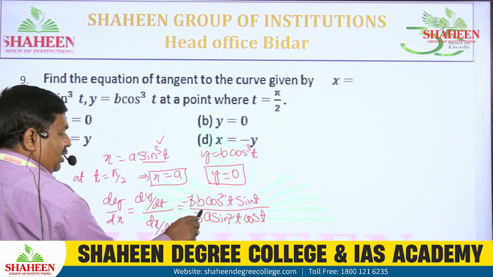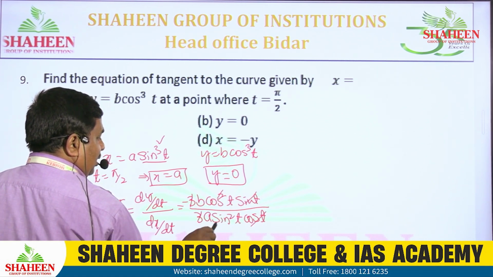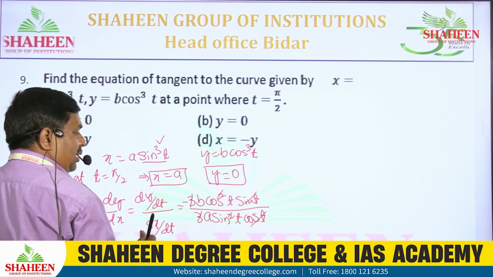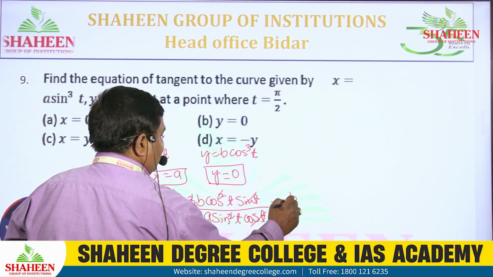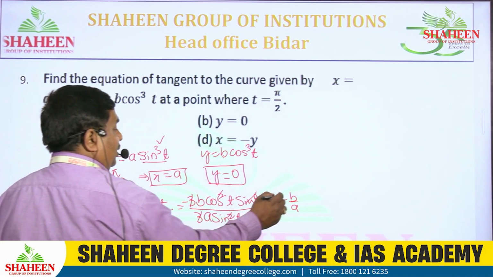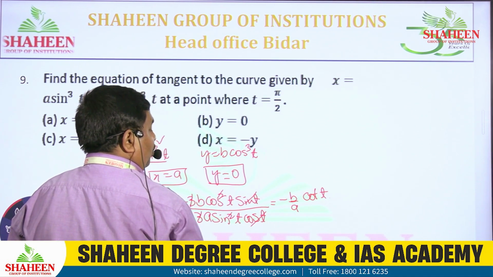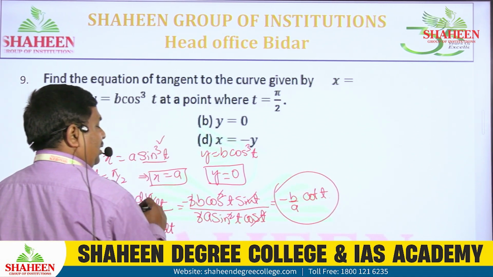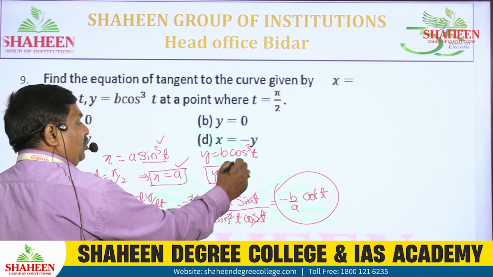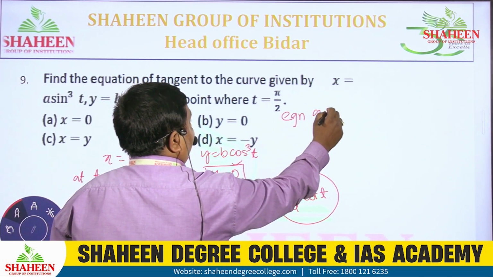So here the 3 cancels, cos t cancels, sin t cancels, remaining minus b by a, and 1 cos t divided by sin t remains. This becomes cot t. Now we know the slope of the tangent and the point a comma 0. Then we are forming the equation of the tangent.